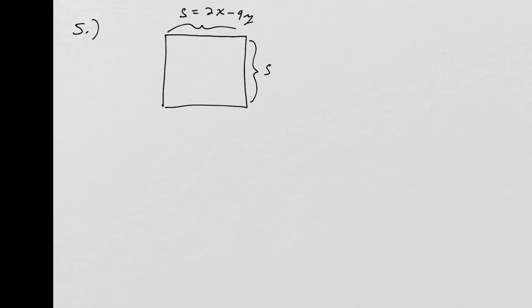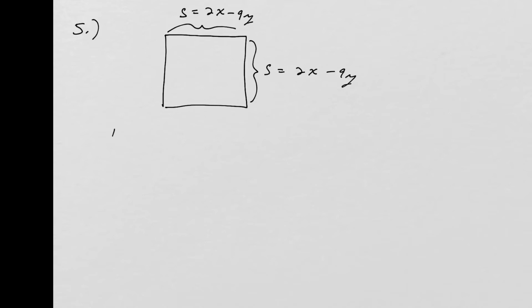It says determine a polynomial that represents the area of a square having sides of length s equals 2x minus 9y. So if we have a square here, what they're saying is that this length, which they're calling s, is also equal to 2x minus 9y. And this length, which is also s, it's a square, so the length and width are exactly the same, or the sides are all equal. So this is also 2x minus 9y.